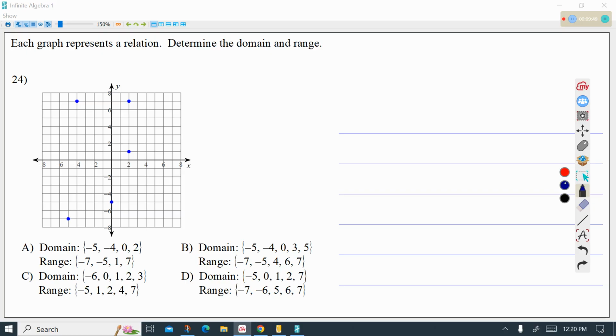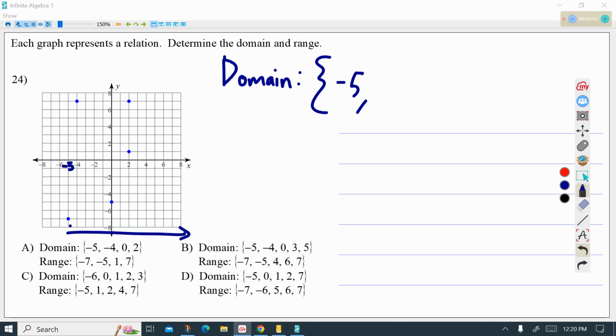So the domain. Okay, the domain is, we're going to start at the left and we're going to work our way to the right because we're going to write these in increasing order. So I'm just going to write a curly brace and then we'll just start writing the coordinates of each point. What's the coordinates of this point? The x coordinate is -5. So I'll put -5 in there. Okay, let's go to the left and get the next point, this point. The x coordinate of this one is -4. So I'll put -4 in the list.